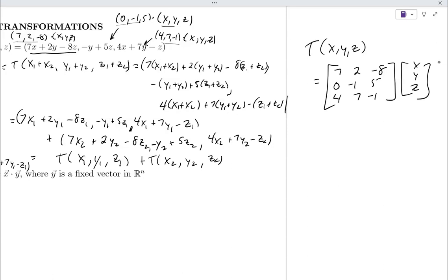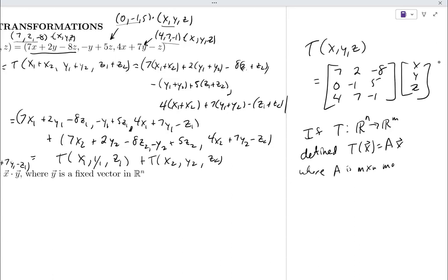So if you have a linear transformation that goes from Rn to Rm, defined by T of x equals A times x, where A is an M by N matrix, then T is a linear transformation. So matrix multiplication by a vector is a linear transformation.